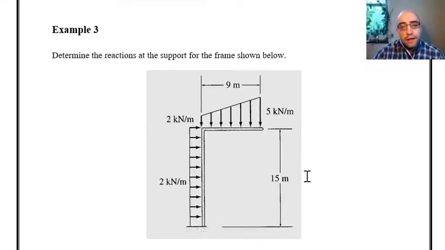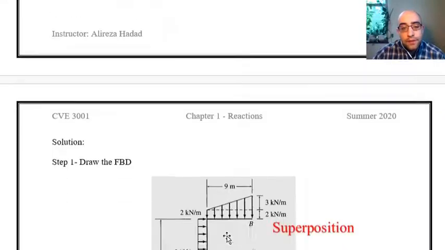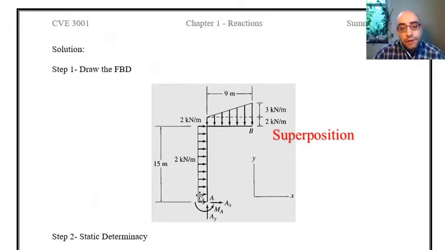So for beginning the analysis, the first step was to draw the free body diagram. That is not difficult because the loading is given. All I need to do is to add the reactions, and those are 3 reactions over here: one in the X direction, one in the Y or vertical direction, and one bending moment. These are the reactions, and I can simply move to step 2, which was finding the situation about determinacy of the structure and see whether it is determinate or not.